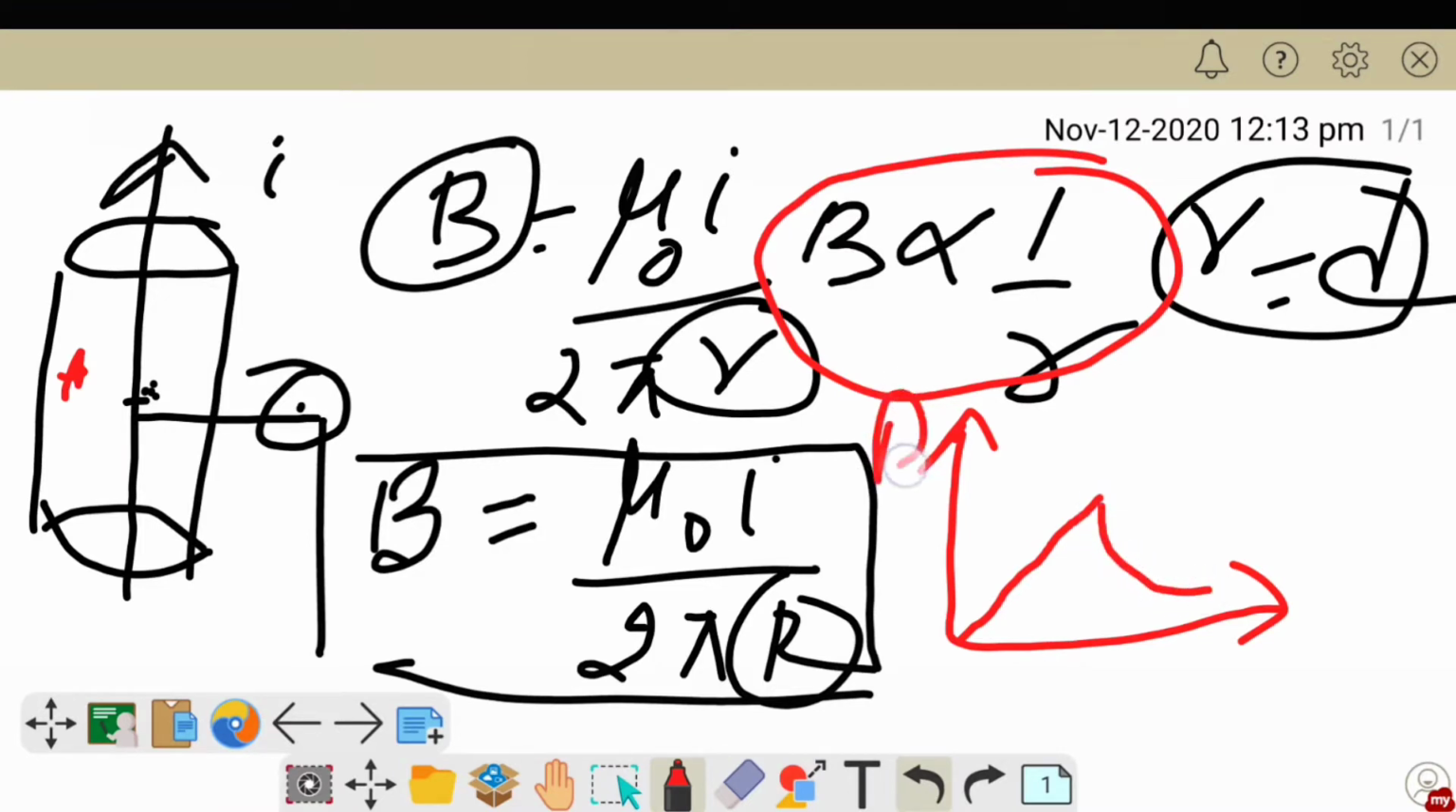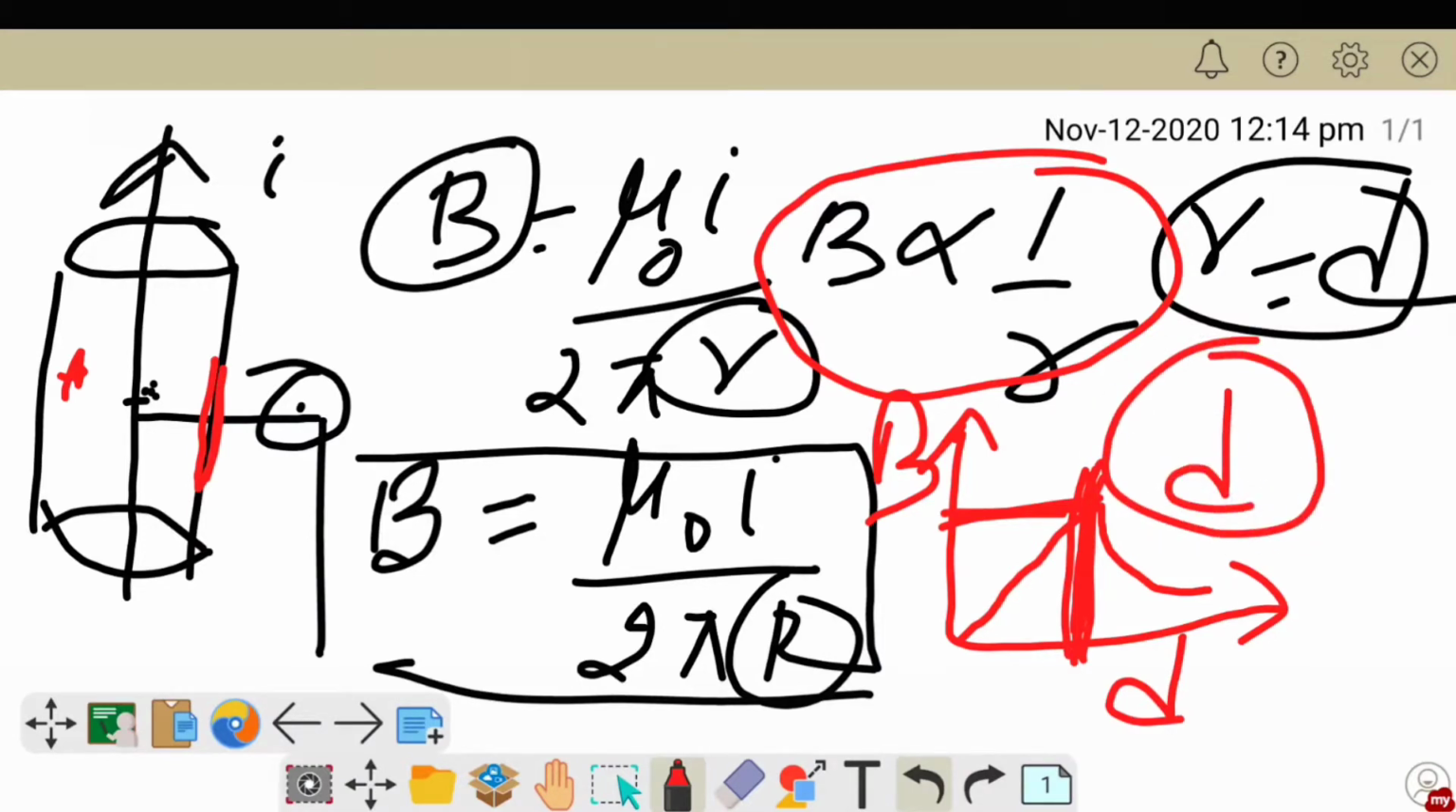So this is magnetic field, this is distance d from the center. This is the maximum value of the magnetic field, and it acquires a maximum value when the point of observation is on the surface. So if you see the options, option D matches with this, and option D is the correct answer.